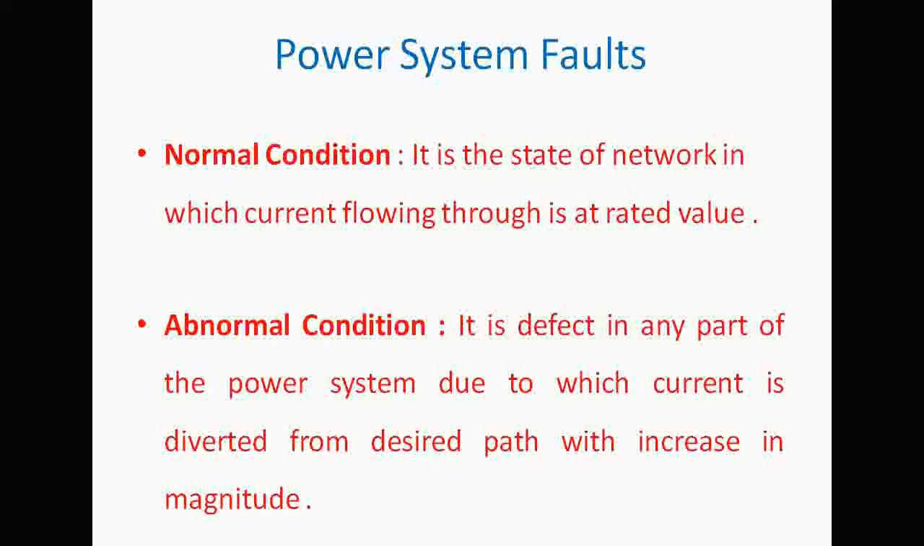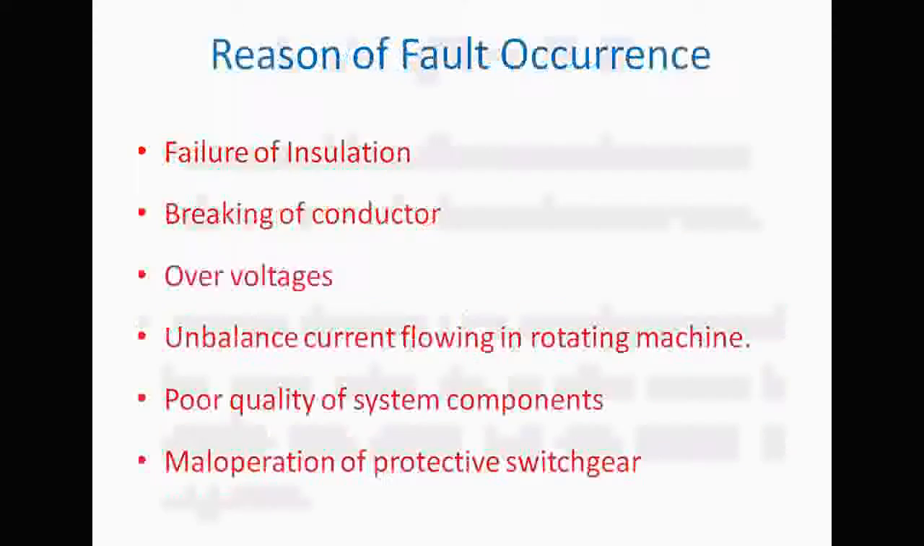But when it is disturbed, that condition is converted into an abnormal condition. So this is the second part, abnormal condition. It is a defect in any part of the power system due to which the current is diverted from the desired part with an increase in the magnitude. Definitely after the fault occurrence, the fault current magnitude will increase, and it creates a major problem for our electrical networks. So in this way we can easily define the normal condition and abnormal condition.